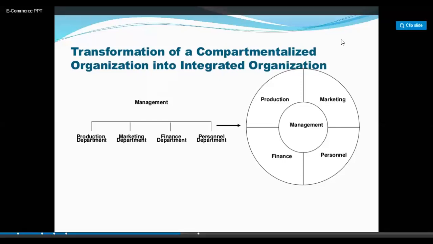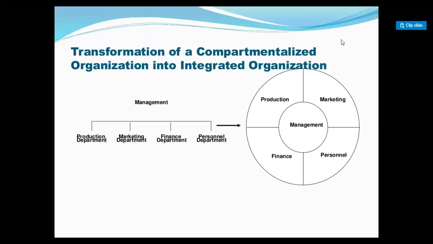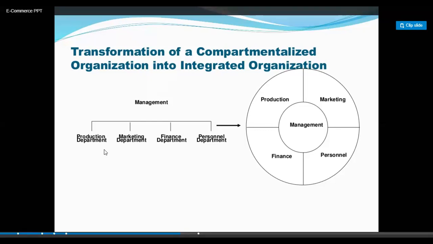The next topic is the transformation of a compartmentalized organization into an integrated organization. So in this we'll be going through the management in which various departments are there: the production department, marketing department, finance department, and personnel department. These are four departments. Earlier, each department was taken care of separately.